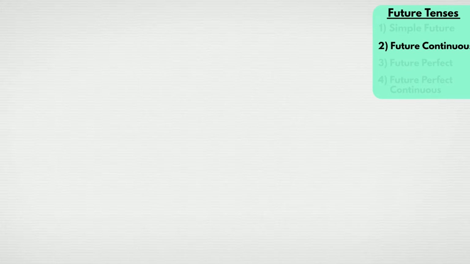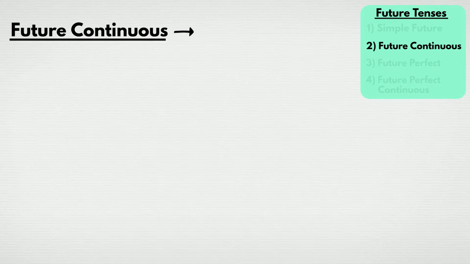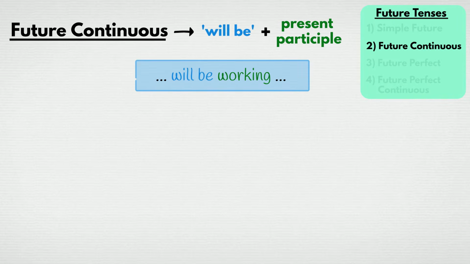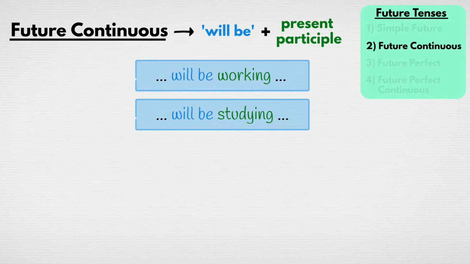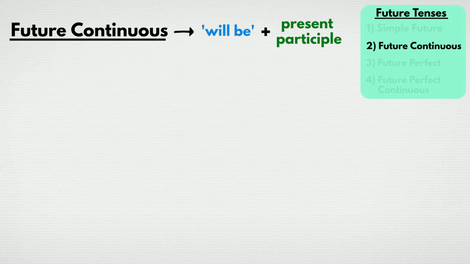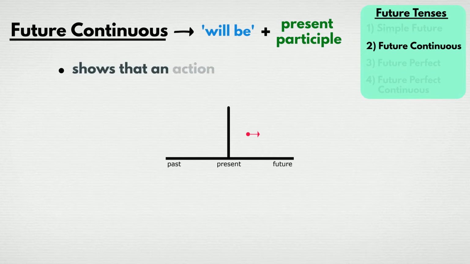We form future continuous tense using will be, followed by the present participle of a verb. For example, will be working, or will be studying. Future continuous is slightly different to simple future. Whereas simple future places an action at a single point in the future, future continuous shows that an action will be ongoing in the future.